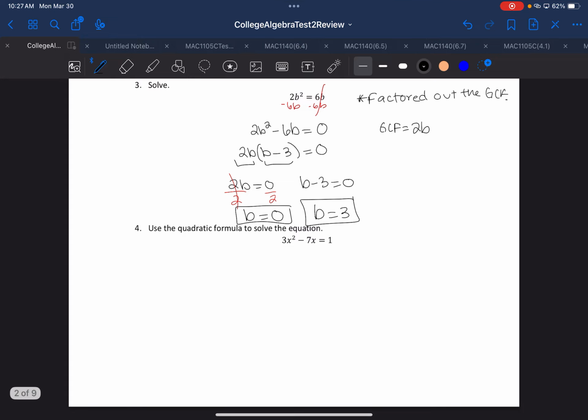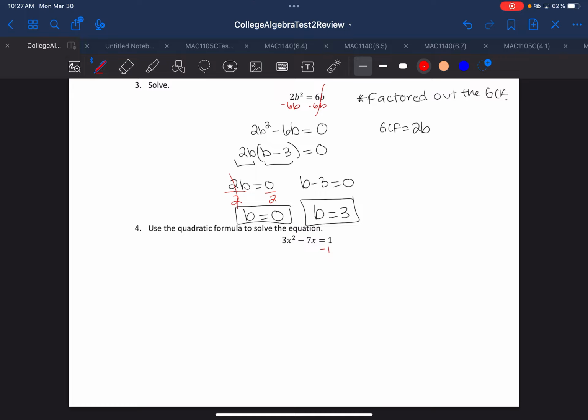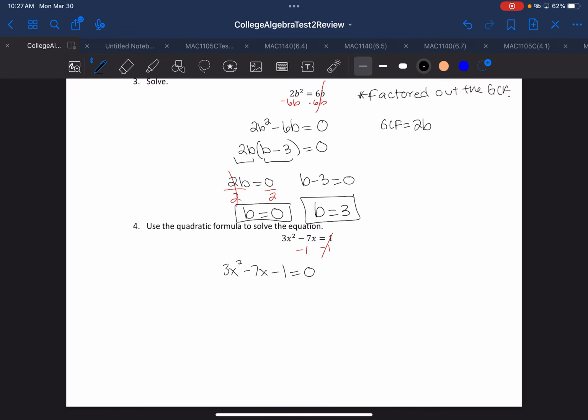Okay, number 4, use the quadratic formula to solve the equation. So this is 3x squared minus 7x equals 1. So before I even use the quadratic formula, I also have to get it equal to 0 on one side. So I'm going to subtract that 1 to cancel it on the right and bring it to the left. So that would be 3x squared minus 7x minus 1 equals 0. And now I can identify my A, B, and C. So A would be 3, B would be negative 7, and C would be negative 1.